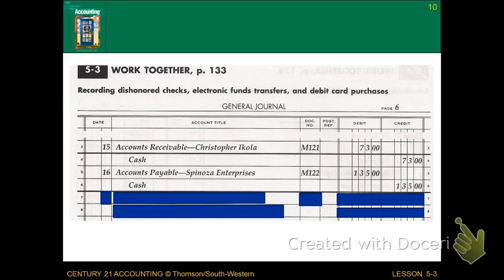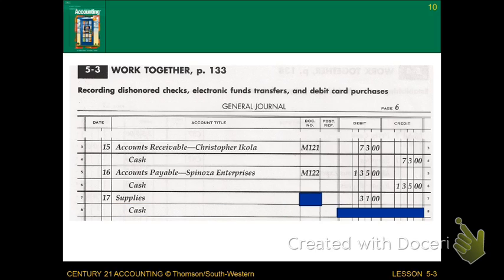In our work together on page 133, March 17th says we purchased supplies for $31 using a debit card, according to memo 123. So the date is the 17th, and since we are purchasing supplies, we increase our supplies as a debit of $31. And since we're using a debit card, which pulls cash out of our checking account, we decrease our cash as a credit, because that's how we're paying for the supplies. This is in accordance with memo 123.